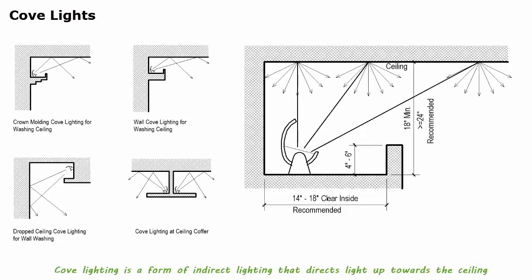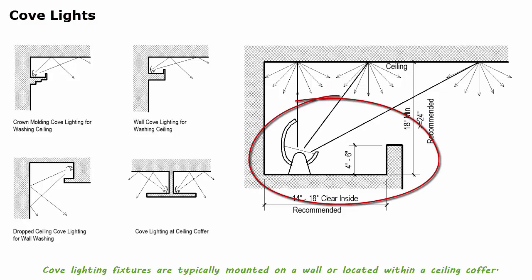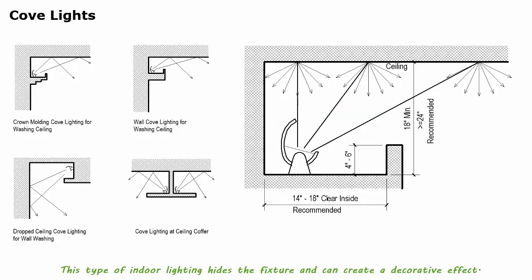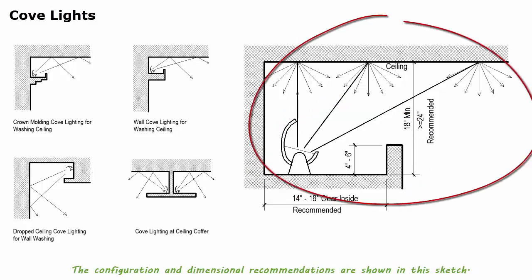Cove lighting is a form of indirect lighting that directs light up towards the ceiling or down adjacent walls from a cove to provide diffuse illumination to the space. Cove lighting fixtures are typically mounted on a wall or located within a ceiling coffer. This type of indoor lighting hides the fixture and can create a decorative effect. The configuration and dimensional recommendations are shown in this sketch.